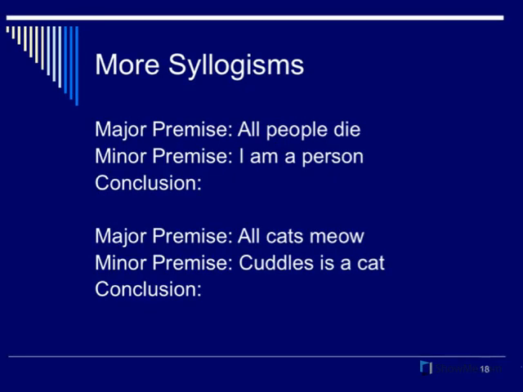Here's another syllogism. So you have a major premise, all people die. My minor premise is I am a person. Therefore, what? Think about it. Think about it. Okay, yes. Therefore, I am going to die. That's what your conclusion is.